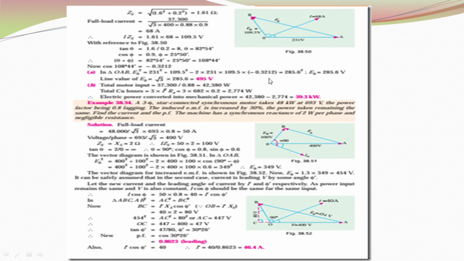So with reference to this phasor diagram, we can write the value of tan theta as opposite by adjacent, that is 1.6 by 0.2. So that is 82 degrees 54 minutes.